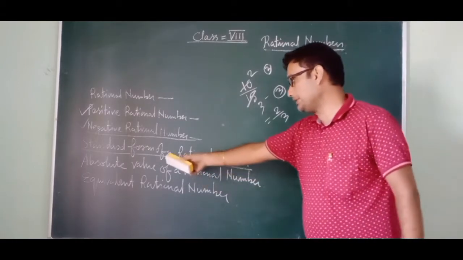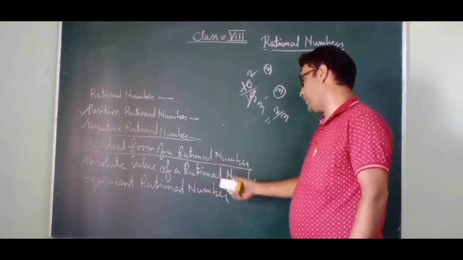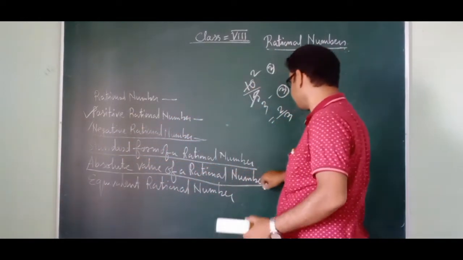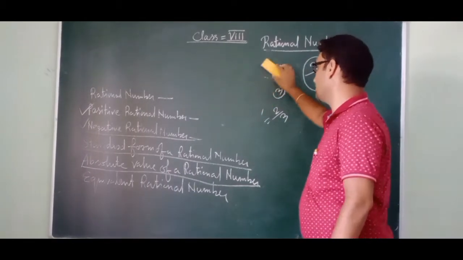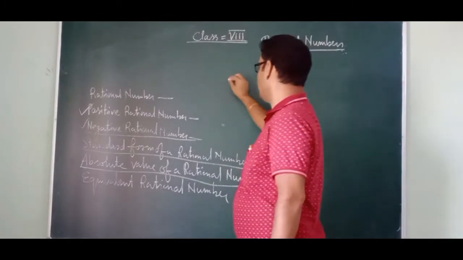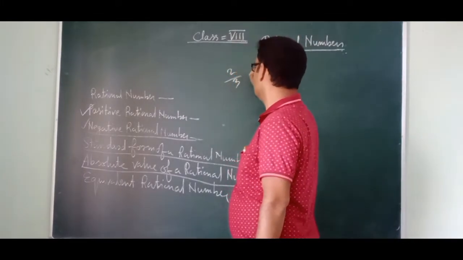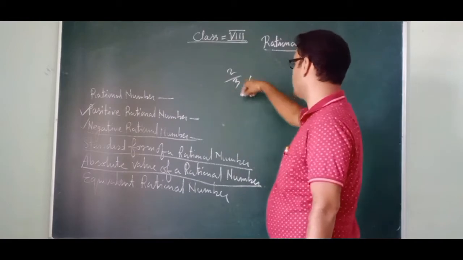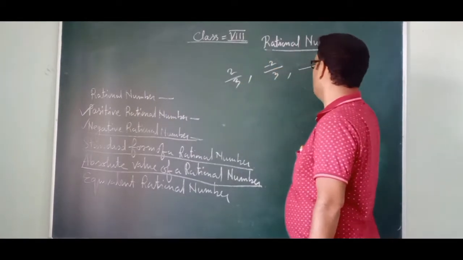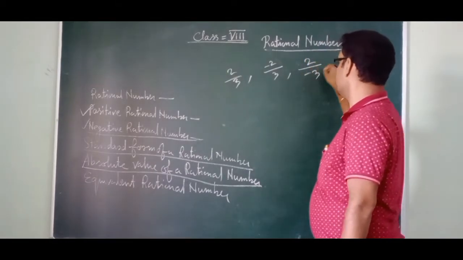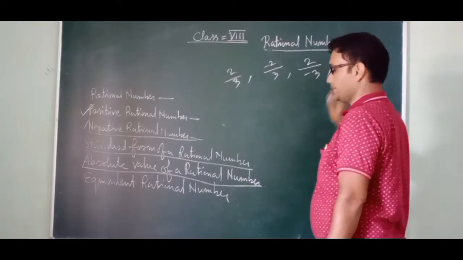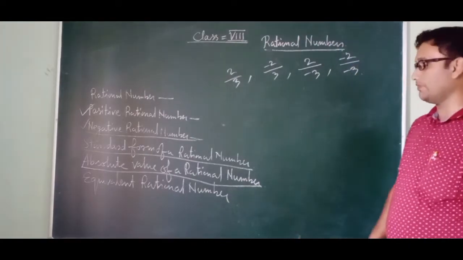Now next point, absolute value of a rational number. Absolute value of a rational number means what? Suppose one rational number is given, 2 by 3, both are positive. Next one is given minus 2 by 3, one more rational number. Next is given 2 by minus 3, one more rational number. And here is given minus 2 by minus 3. Here 4 rational numbers are given.